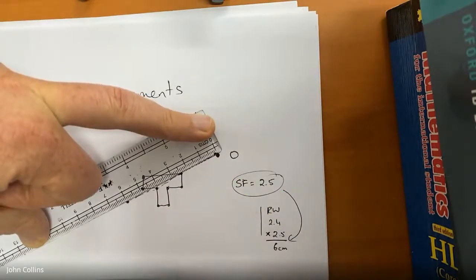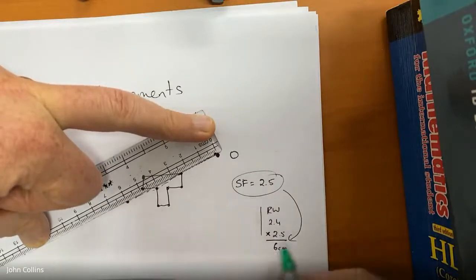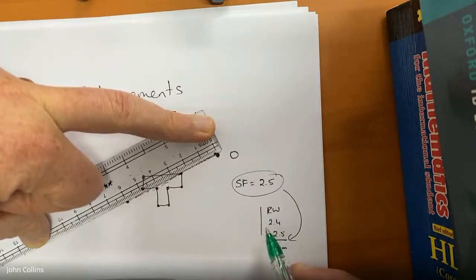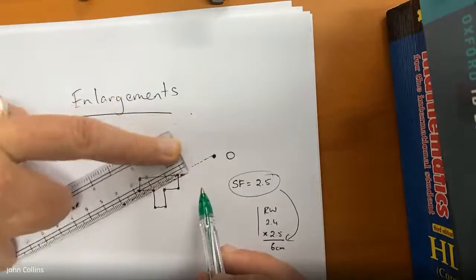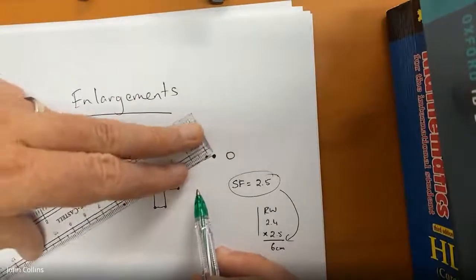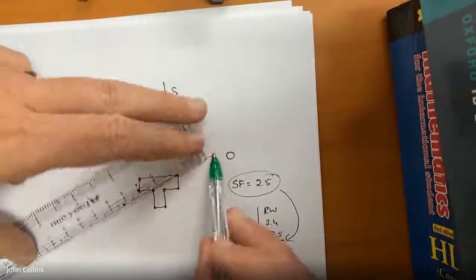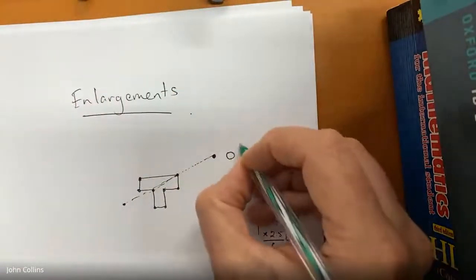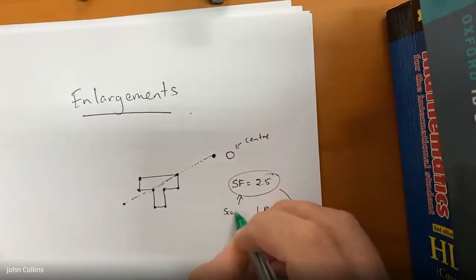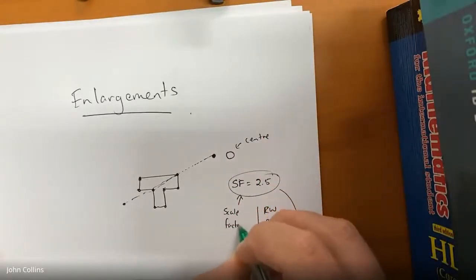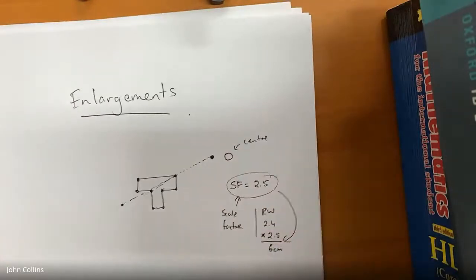The key thing here is I wouldn't move my ruler. I might do the working out on the side, but that ruler should stay. And you don't move it from here and measure from the new point. No, you always measure from the center of the enlargement. Remember, this is the center. SF means scale factor, how much I'm going to multiply by each measurement.